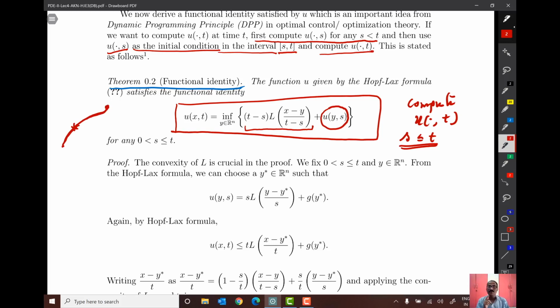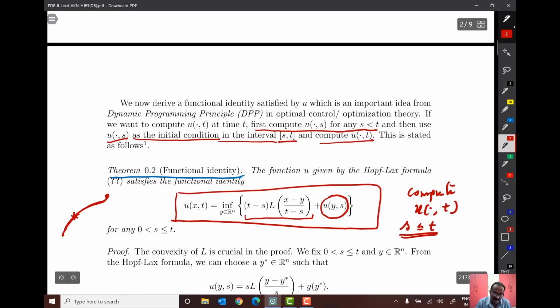This is an important thing of a functional identity, because it's an identity about the functions at the functional level. Okay, and this is very good. This is also called what is called the dynamic programming principle in optimal control and optimization theory. And actually, an infinitesimal version of this, an infinitesimal functional identity, namely the dynamic programming principle, will lead to Hamilton-Jacobi equations when the solution is smooth.